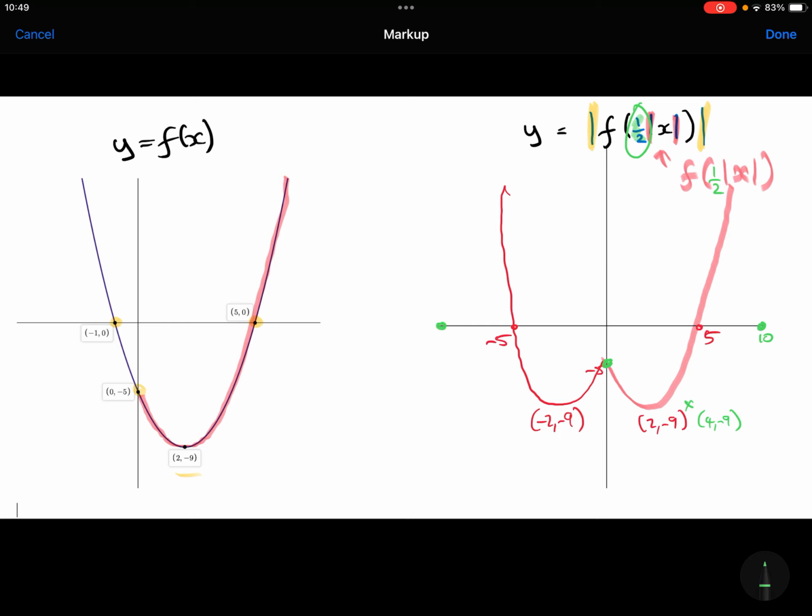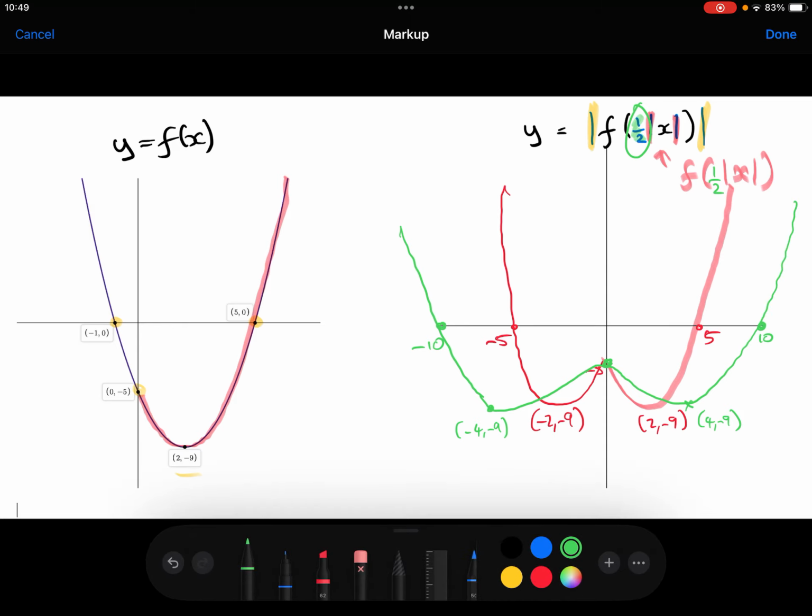The -5 over here is going to become -10, and the other turning point is going to be (-4, -9). And it's going to look something like this. Let me rub out this red line here so we don't get confused.